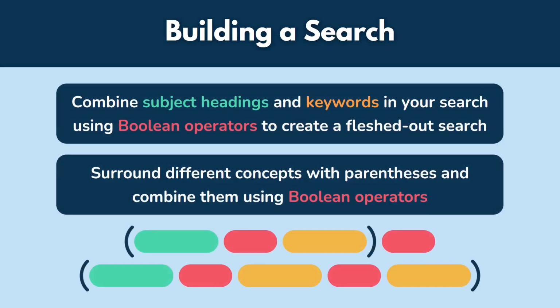To create a strong search, make sure to include both subject headings and keywords. Combine the terms using Boolean operators to create a fleshed-out search. When your search includes multiple different concepts, surround them with parentheses. Then combine the different concepts using Boolean operators.